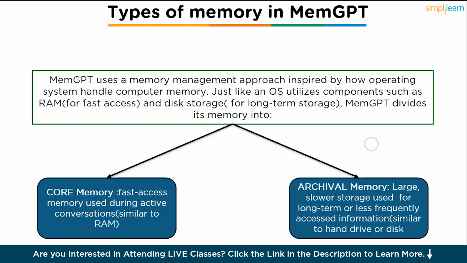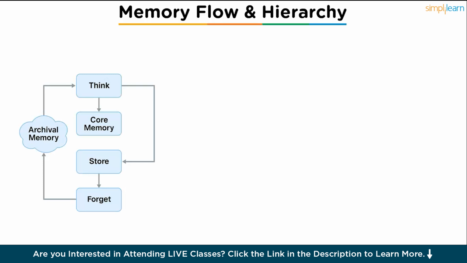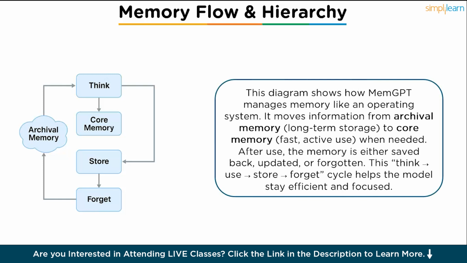So let's see memory flow and hierarchy of the same. The memory system in MemGPT operates on the cycle of think, use, store, and forget. So the information moves from the archival memory, which is a long-term storage, to core memory, which is active use, when needed. After use, the data is either updated and saved back or discarded if irrelevant. This efficient process keeps the system focused and prevents unnecessary memory clutter.